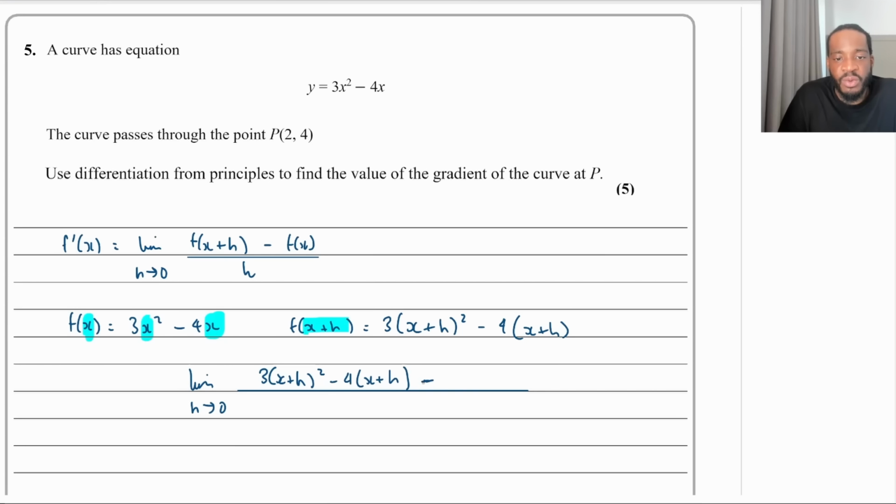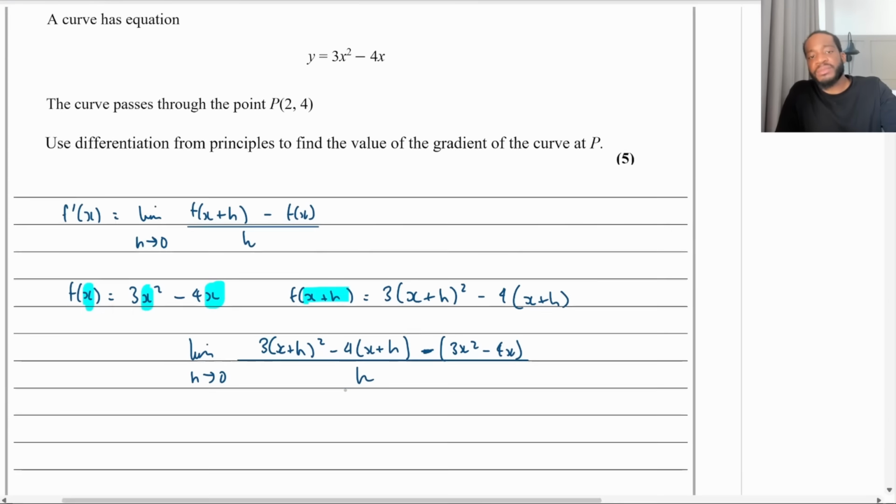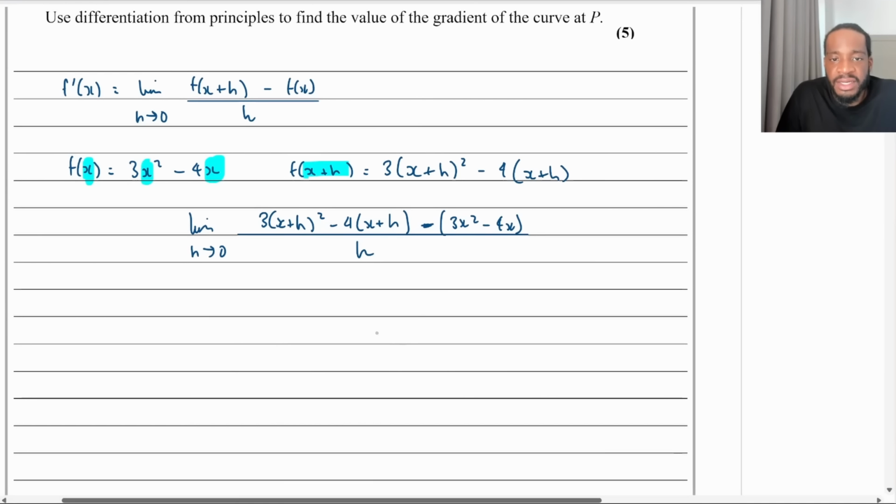And then I'm taking away f of x, which is this thing here. I'm going to take away like that: 3x squared minus 4x. And it's going to be all over h, isn't it? So let's expand and simplify.